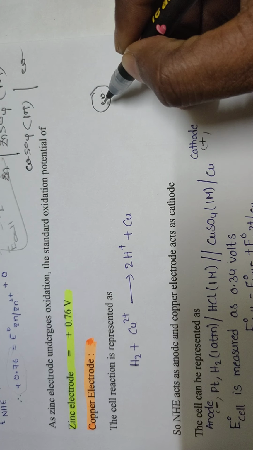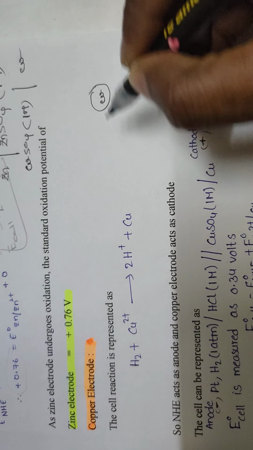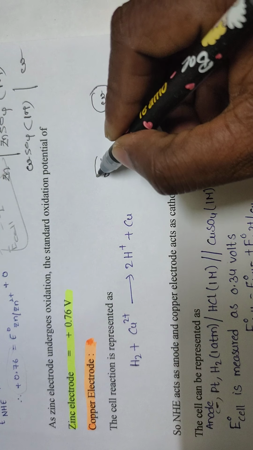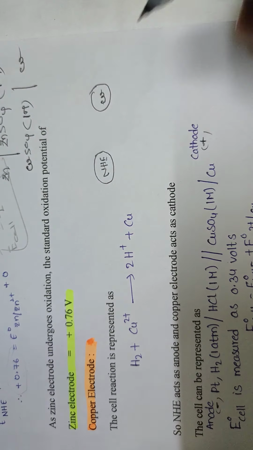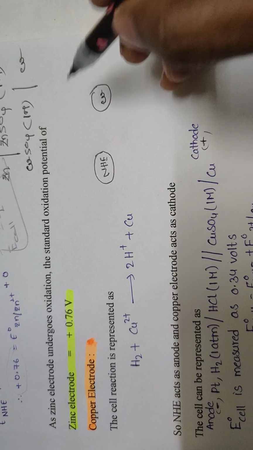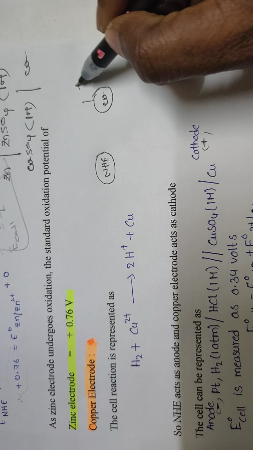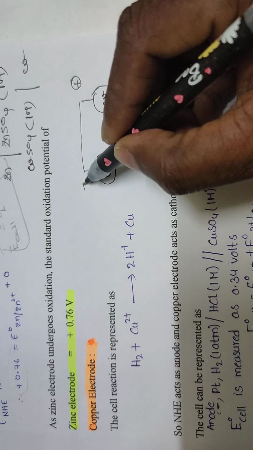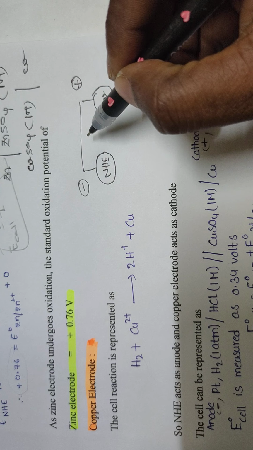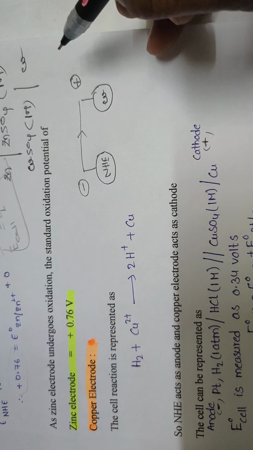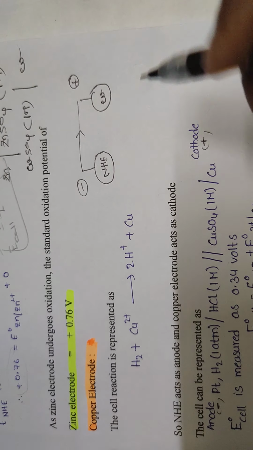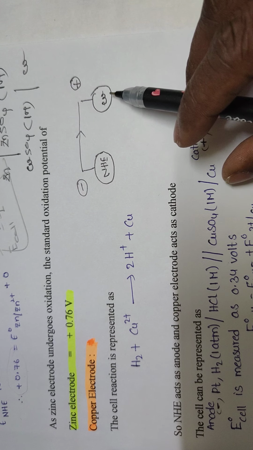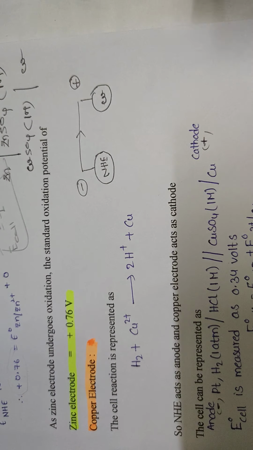And because copper undergoes reduction, when it is coupled with the normal hydrogen electrode, it acts as cathode. Okay, so then the normal hydrogen electrode acts as anode, and the electron transfer takes place from anode to cathode. So the normal hydrogen electrode undergoes oxidation and copper undergoes reduction in their own salt solutions.